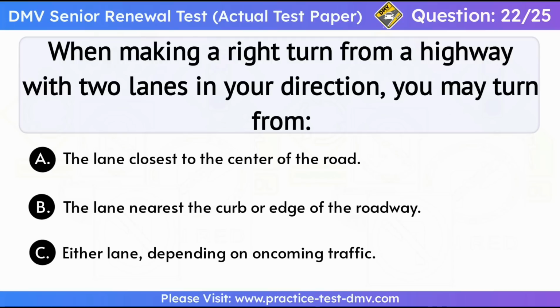Question 22. When making a right turn from a highway with 2 lanes in your direction, you may turn from A. The lane closest to the center of the road. B. The lane nearest the curb or edge of the roadway. C. Either lane, depending on oncoming traffic. Correct answer, B. The lane nearest the curb or edge of the roadway. Begin and end the turn in the lane nearest the right-hand curb. Do not swing wide into another lane of traffic.